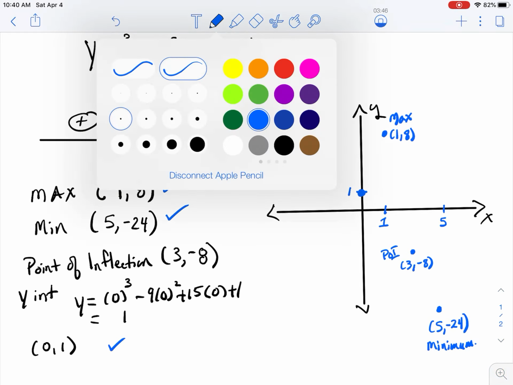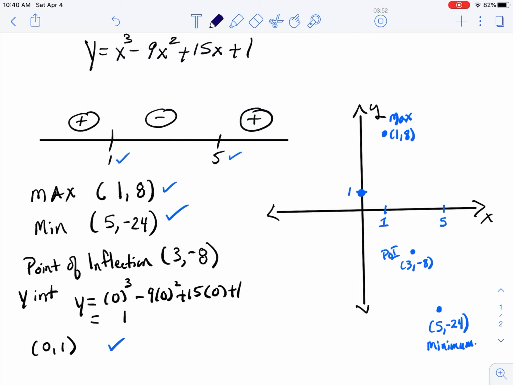Okay, I'm going to switch now. Let's go to this color. Okay, we're ready. So remember, to the left of 1, it was increasing. So that means it's going up. Now that y-intercept is 0, 1, so it has to go through 0, 1. I'm going to estimate where the x-intercept is. So it's going to go through 0, 1, hit my maximum, go down through my point of inflection, hit my minimum, and then go back up. My arrows there.